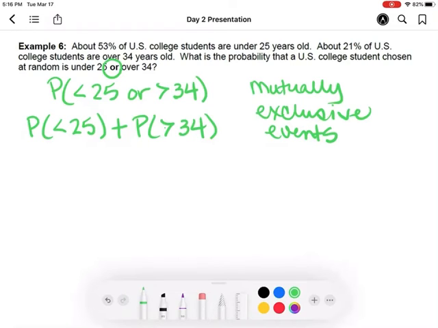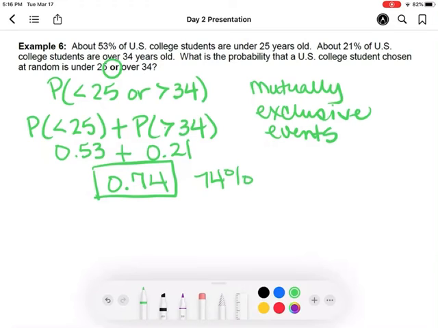So what are the chances of being less than 25? Well, they tell you here that 53%, so that would be 0.53. We can just do our probability percent as decimals, plus the probability of being greater than 34, those people who maybe are going back to school, would be 21% or 0.21. So together, we're going to have 0.74. So you have a 74% chance.